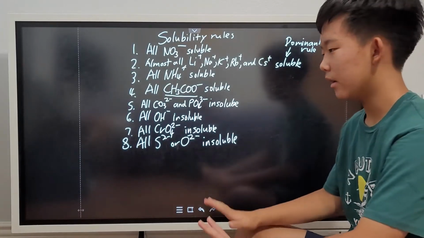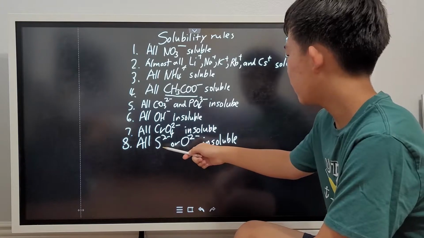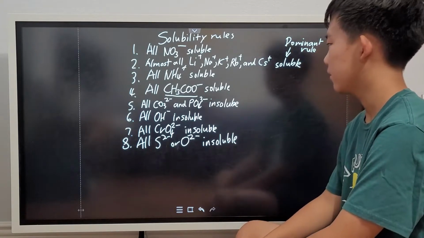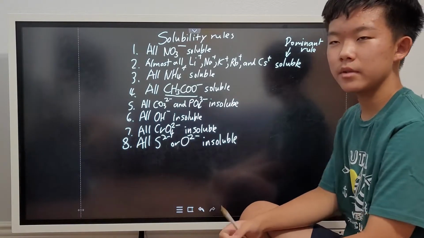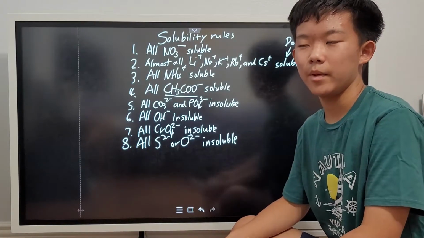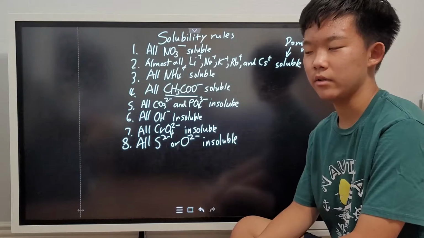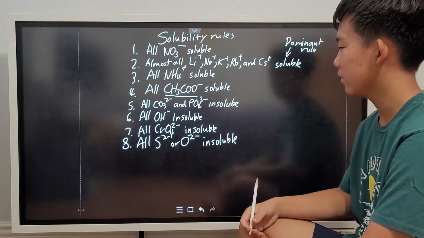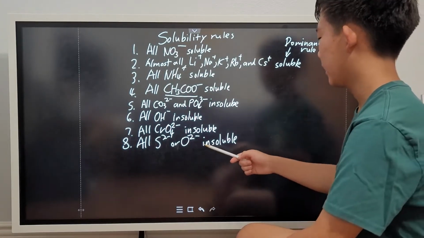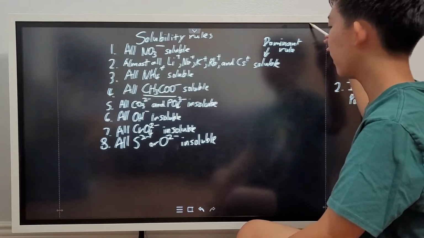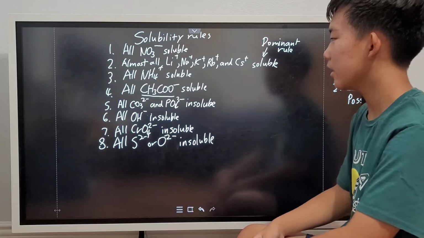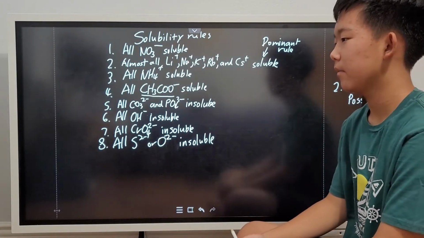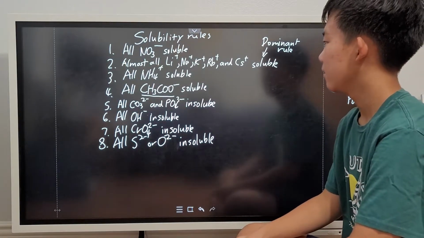And number 8, and the last one, all sulfides and oxides are insoluble, except for, again, the alkali metals. Some sulfides, other than alkali metal ones, like barium, strontium, calcium, or magnesium sulfide are soluble, and certain oxides will also react with water. But for now, these are just the rules that you have to follow. It's a good idea that you memorize all of them. Let me give you a moment to memorize the chart.